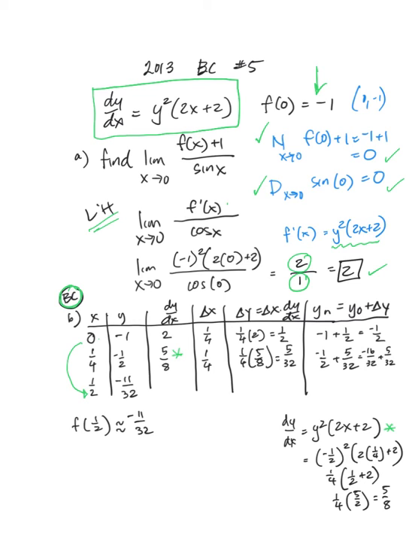I did a little chicken scratch over here to find that second dy/dx, and there you go, which is 5/8. Be careful of your algebra. You can leave your final answer as -1/2 plus 5/32, or simplify it to -11/32.